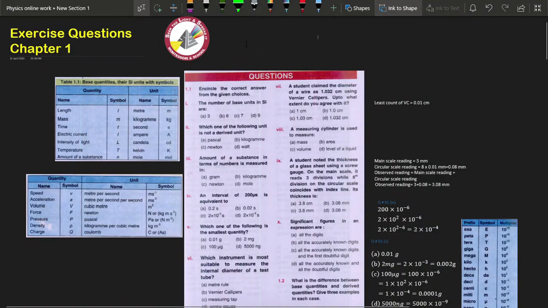Today we will solve exercise questions of chapter number 1. So let's start. The first question is: encircle the correct answers from the given choices. Means MCQ questions.